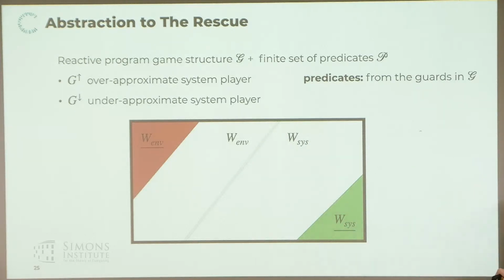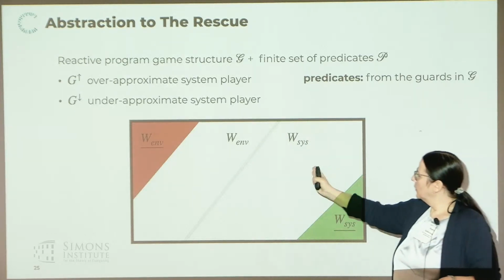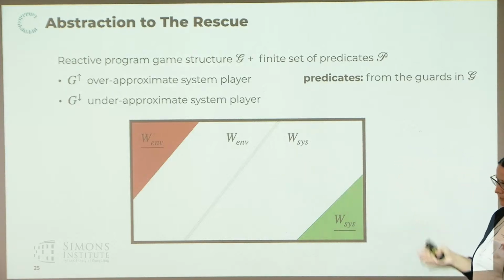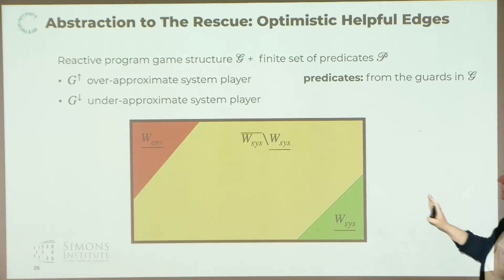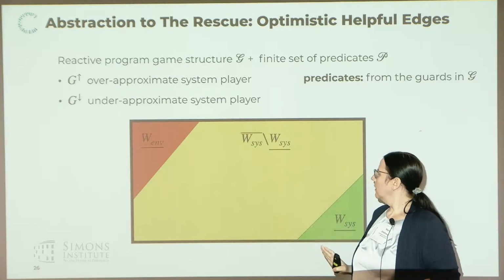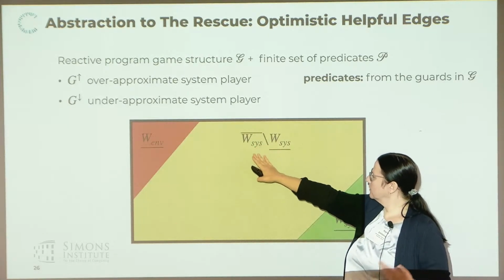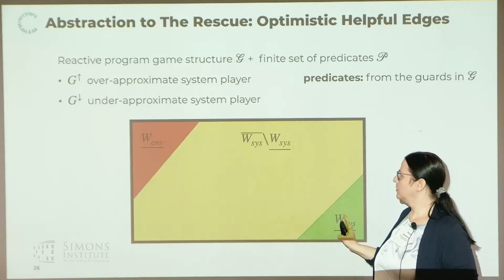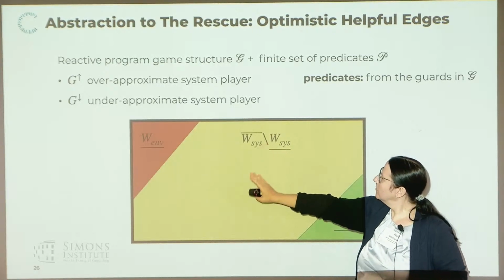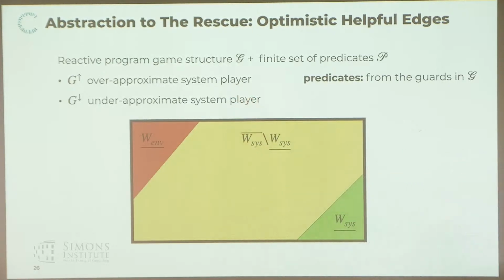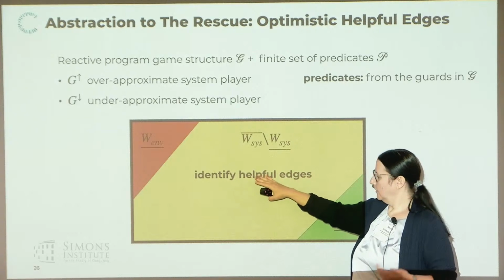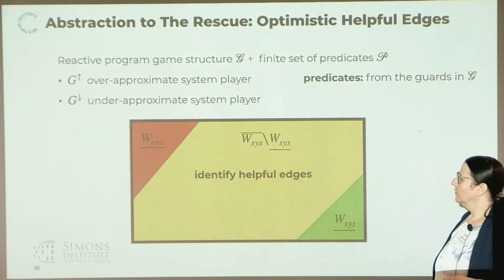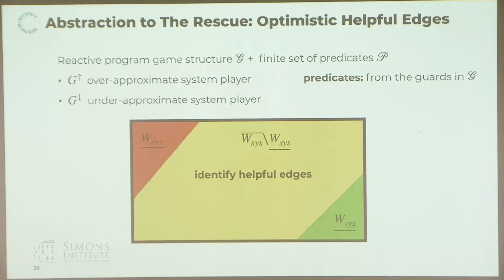Typical abstraction refinement approaches would now try to refine these abstractions in order to arrive at the precise result. What we do is we look at the actual over-approximation of the winning region for the respective player. For example, here the over-approximation of the winning region for the system player computed here, and we want to use this for identifying these helpful edges. So how do we do that?